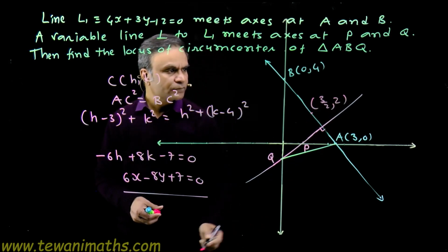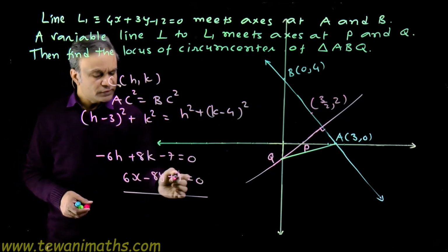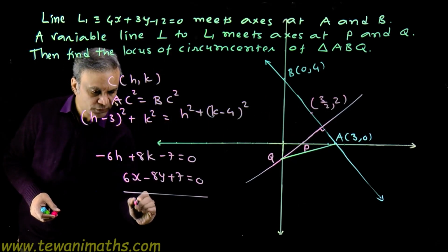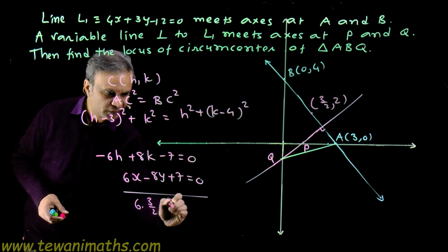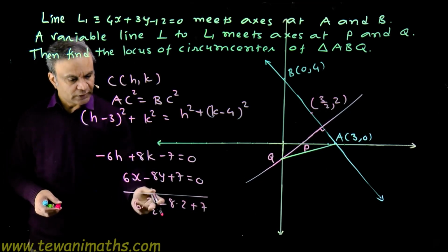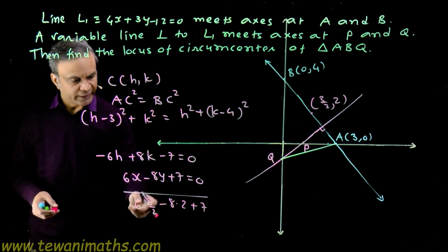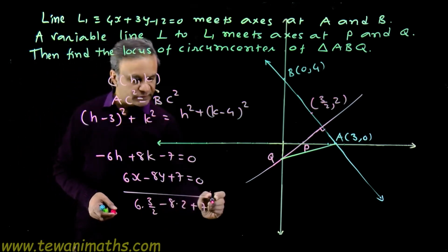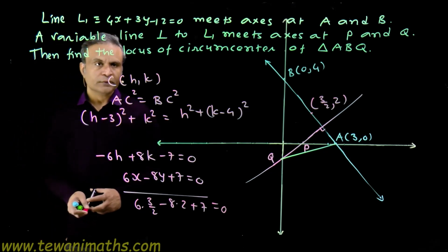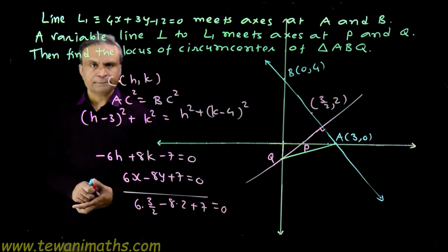3/2, 2. Now this line will satisfy these coordinates. So we have here 6 multiplied by 3/2 minus 8 multiplied by 2 plus 7. You can check. This is 9, 9 plus 7, 16, 16 minus 16, 0. So it is verified. Let's do one more question then.